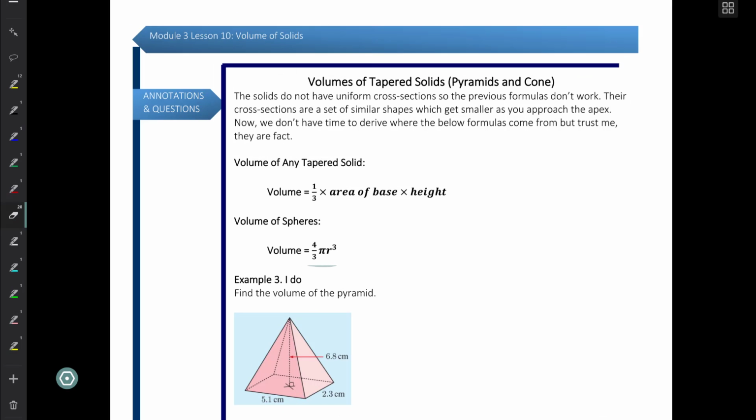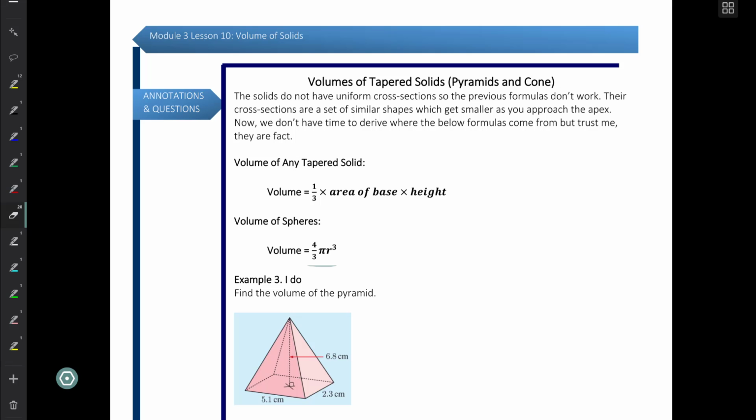All right, so that does it for our basic solids, which we call prisms. Now we move on to something a little more complex, tapered solids. These are your pyramids and cones. Now these solids do not have uniform cross-sections, so those previous formulas don't work. These cross-sections are going to be a set of similar shapes, and that similarity is really important. They get smaller and smaller as you approach the apex, but they are similar shapes.